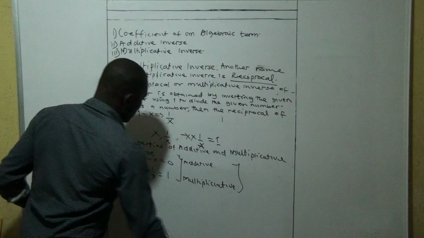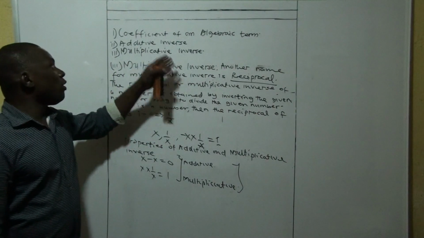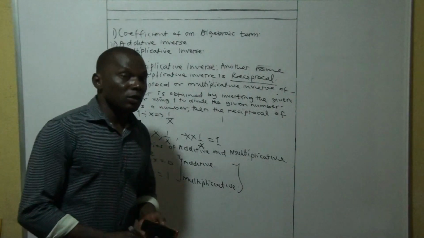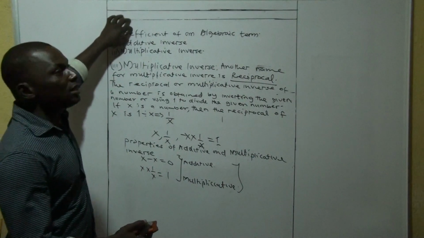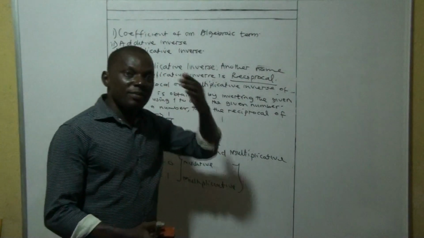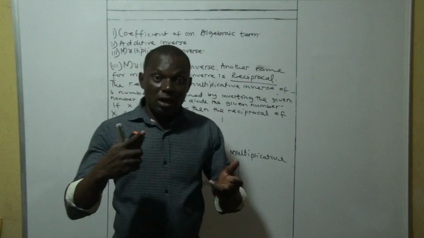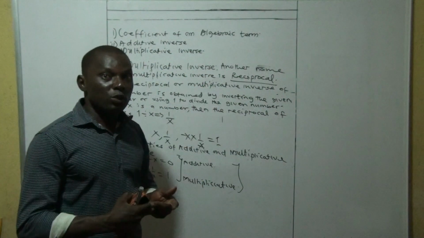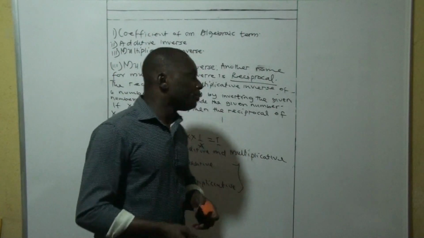So this particular aspect of algebra is very key. This aspect, coefficient, we have to be very conversant with it, because in our next video we are going to do simultaneous equations. In linear equations we make use of all these things. They are very important, so it's good that you acquaint yourself with them.